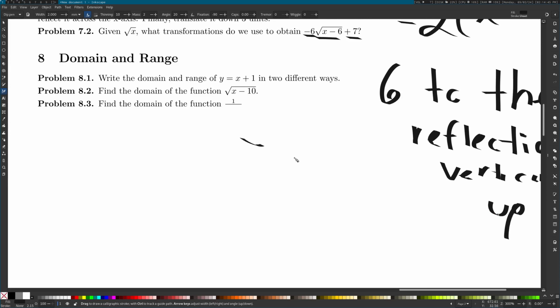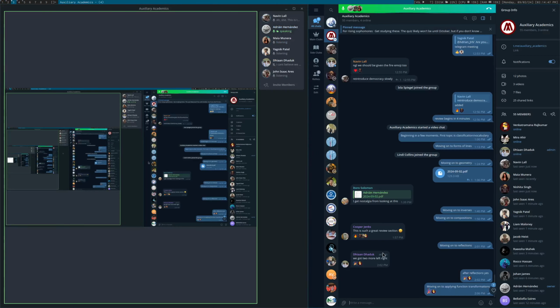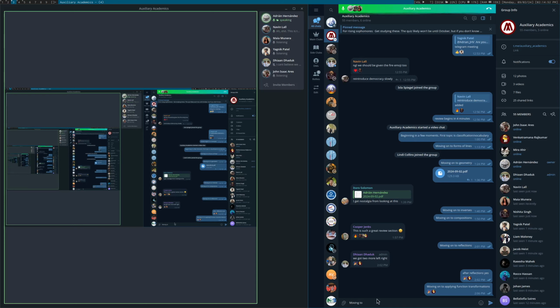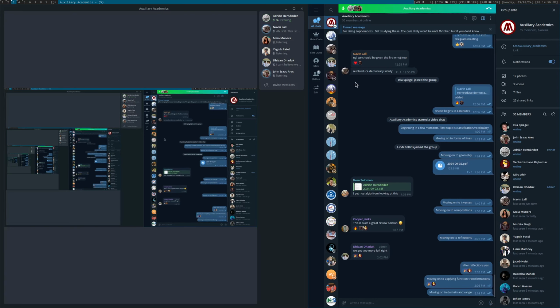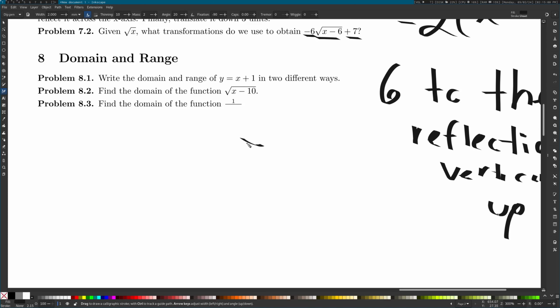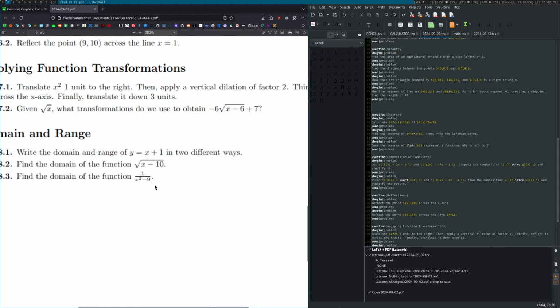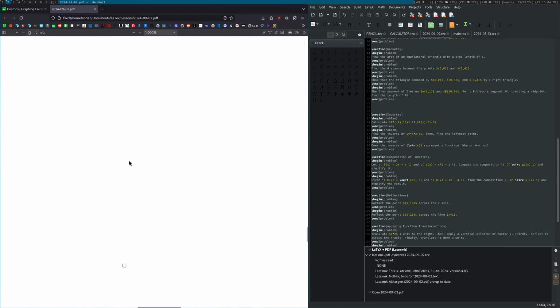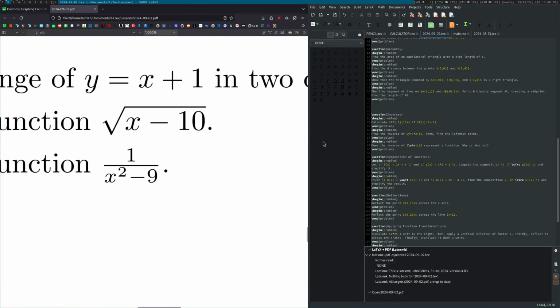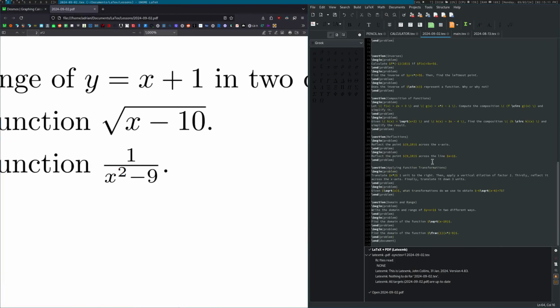Nice. Okay, now for domain and range. Moving on to domain and range. For the last question, I'm not sure why it's not displaying here. There was an x squared minus 9 part. It just disappeared here. I'll try that later and make some corrections here.